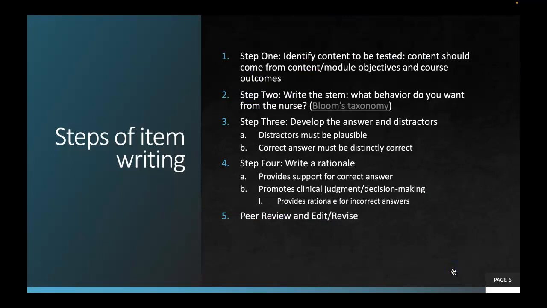Step 3 is going to be to develop the answer and the distractors. Keep in mind, and we'll talk more about this in a minute too, distractors must be plausible, and your correct answer must be distinctly correct. Step 4 is going to be to write the rationale. Your rationale needs to provide support for the correct answer, and it needs to promote clinical judgment and decision making, and it does that by providing rationale for the incorrect answers as well as the correct answers. And then step 5 is to peer review and edit or revise the questions coming from that process. And we'll talk a little bit more about each of these steps as we go.